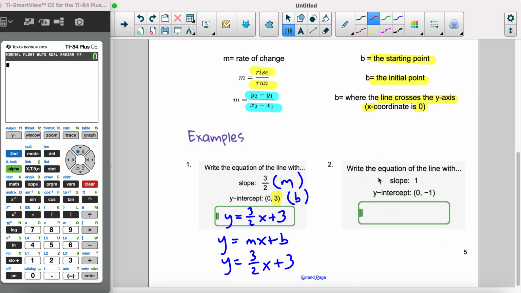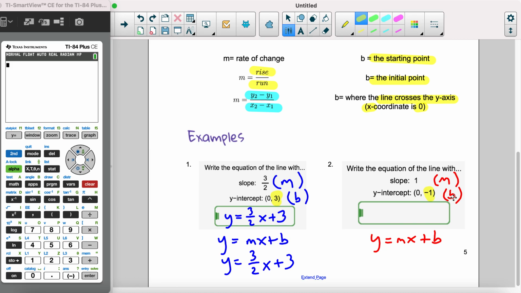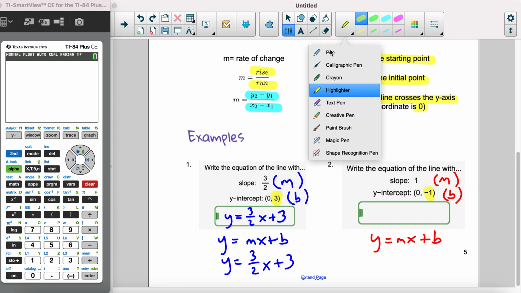For example number 2, it's the same thing. We're given a slope, we're given a y-intercept. Again, I'm going to write my equation just to remind ourselves. y equals mx plus b. The slope here, the m value is 1. The b value in this case, remember it's the y portion, is just -1.